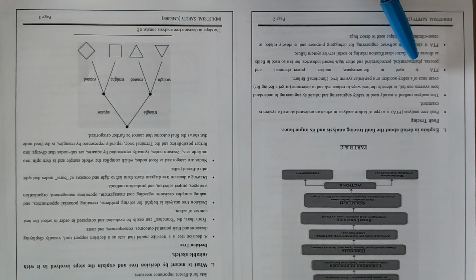FTA is used in the aerospace, nuclear power, chemical and process, pharmaceutical, petrochemical and other high hazard industries, but is also used in fields as diverse as risk factor identification relating to social service system failure. FTA is also used in software engineering for debugging purposes and is closely related to cause elimination technique used to detect bugs.